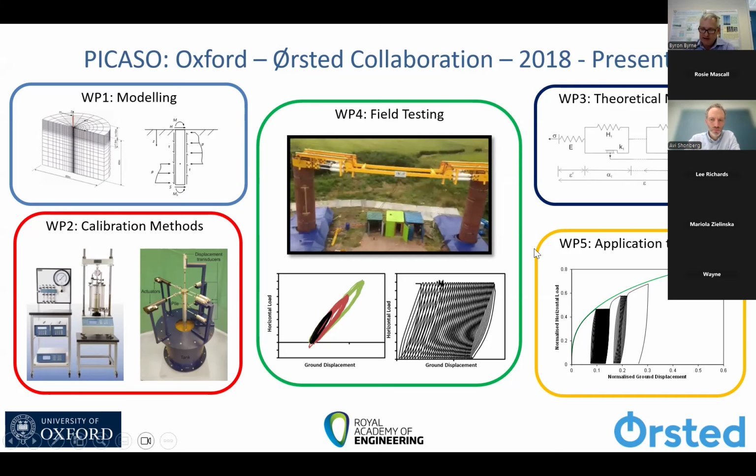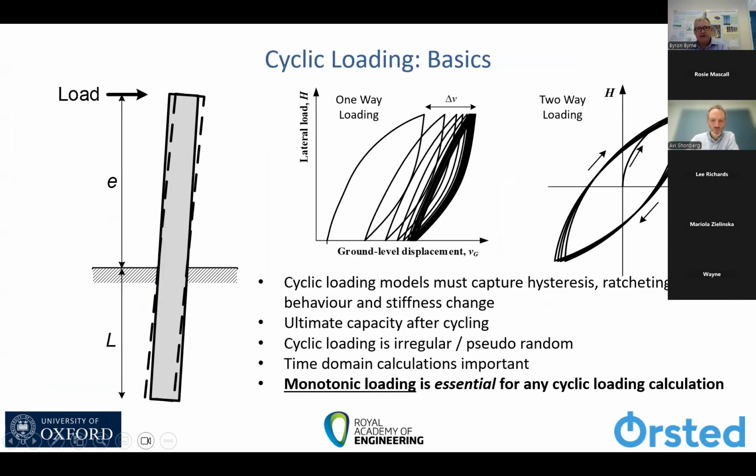And then there was a package that continues, which is around exploring how you apply this new knowledge to design. So cyclic loading basics are captured in these figures in a way. The monotonic loading response is a single curve, but when the load reverses, we need to capture all sorts of behavior that comes from that load reversal. There will be some hysteresis, as the unloading path will not follow back down the loading path.